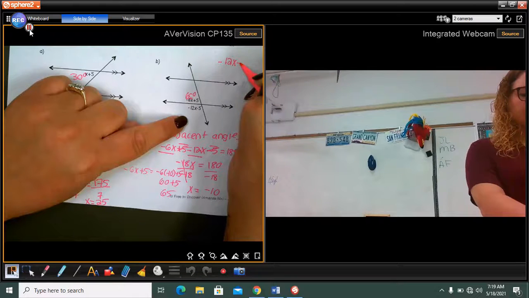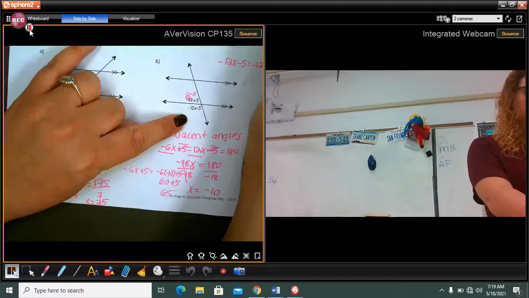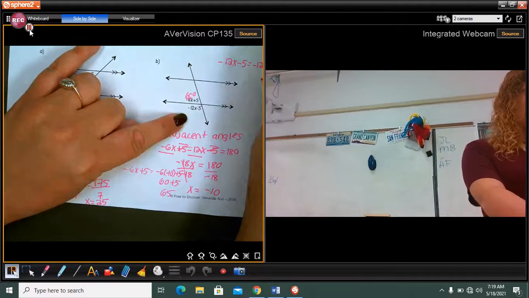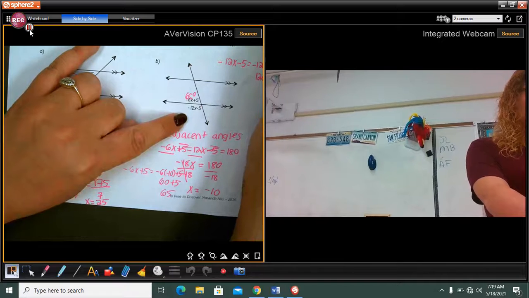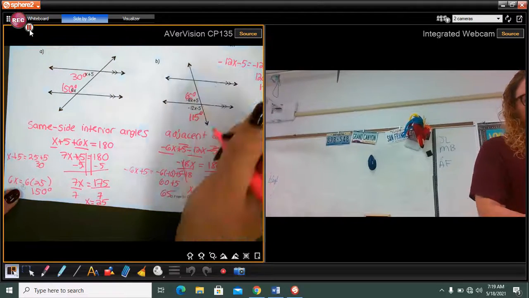This next one, negative 12x minus 5. So negative 12 times negative 10 minus 5. Negative 12 times negative 10 is going to give me 120. Minus 5, that's going to be 115. So this is 115 right here, degrees.